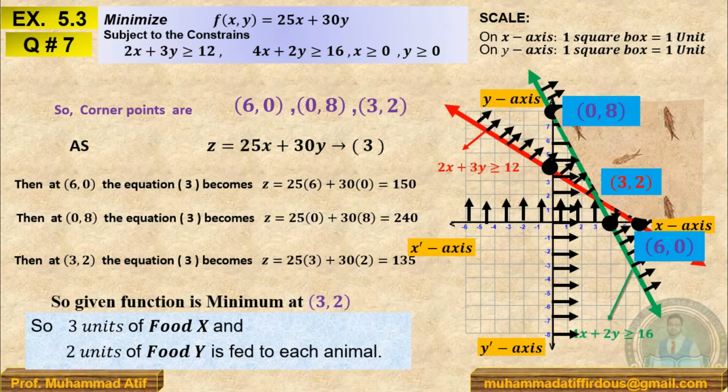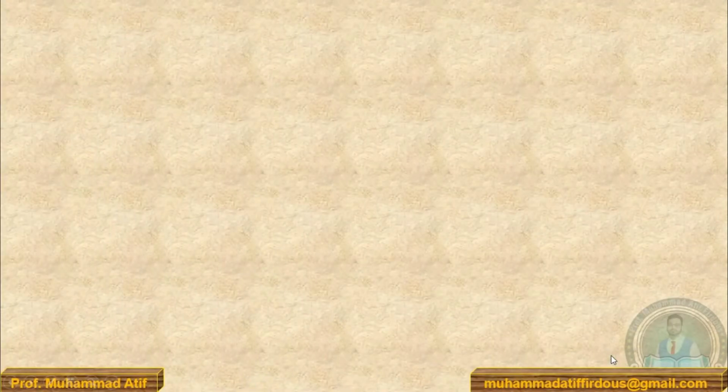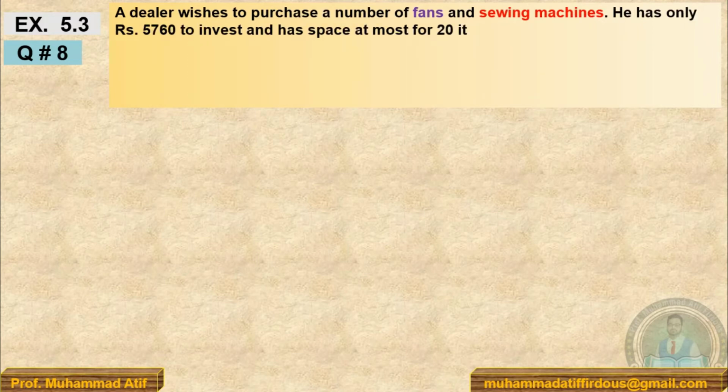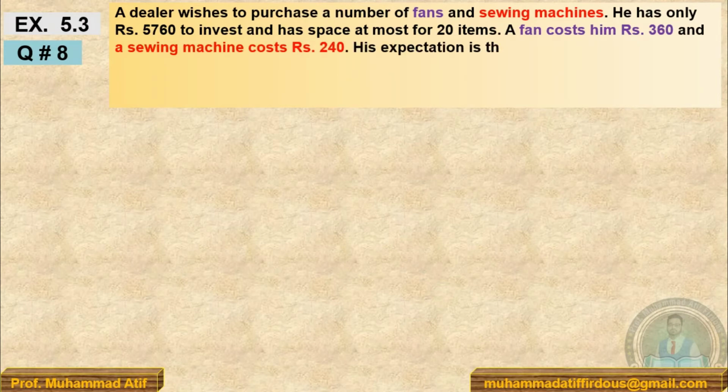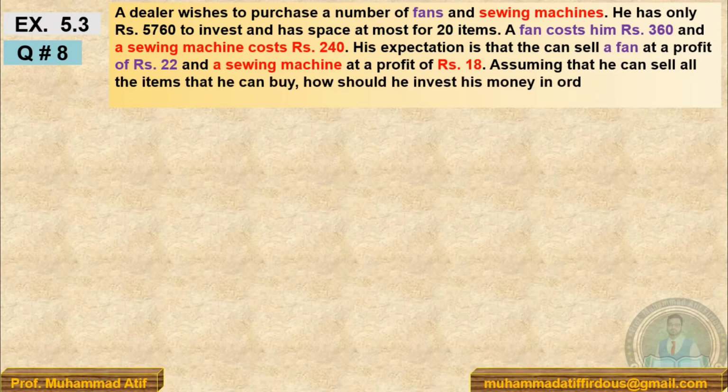Now I am going to discuss our next word problem, which is problem number 8. And the problem is, a dealer wishes to purchase a number of fans and sewing machines. He has only 5,760 rupees to invest and has space at most for 20 items. A fan costs 360 rupees, a sewing machine costs 240. His expectation is to have a profit of 22 rupees for a fan and 18 rupees for a machine. You have to find the maximum profit in order to use this amount.